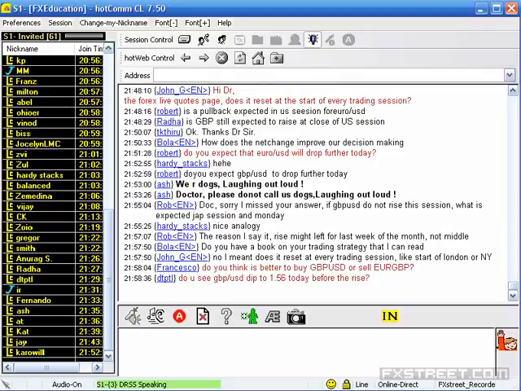And Robert, you expect that Euro USD will drop further? I am expecting them to go up. You are asking the opposite. Do you expect GBP to drop further? All are asking the same.